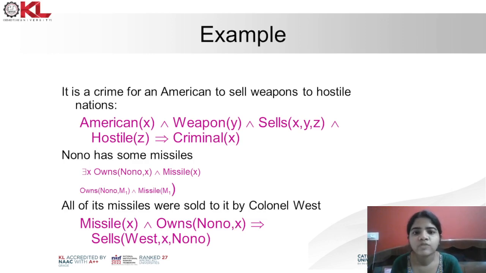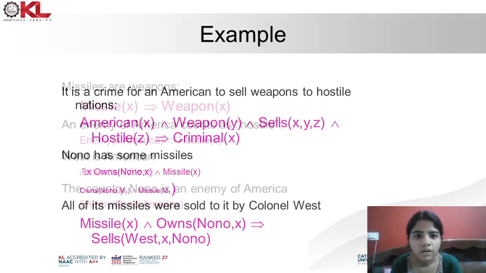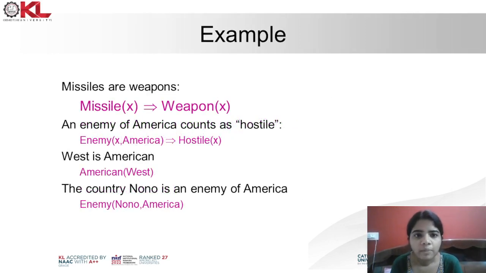All of its missiles were sold by Colonel West. So we can represent these as Missiles(X) and Owns. All of these missiles were owned by NATO. So we can basically consider it as this. And going to the next slide, missiles are weapons. So we can represent these missiles as X, which implies Weapons(X).